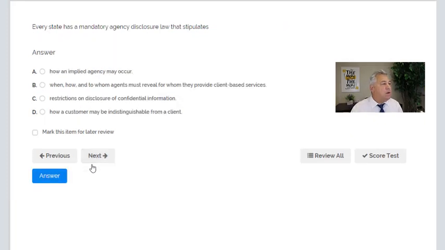Next question, moving right along. Every state has a mandatory agency disclosure law that stipulates A. How an applied agency may occur, B. When, how, and to whom agents must reveal for whom they provide client-based services, C. Restrictions on disclosure of confidential information, and D. How a customer may be indistinguishable from a client.